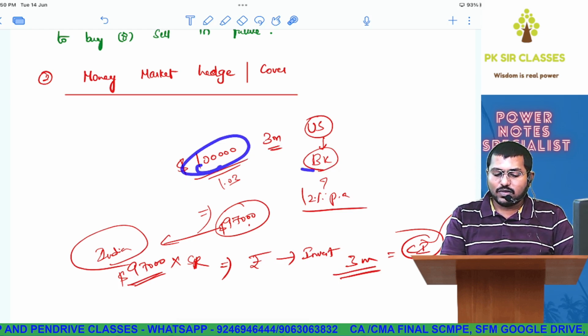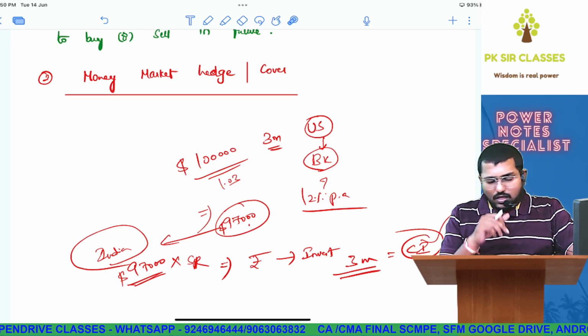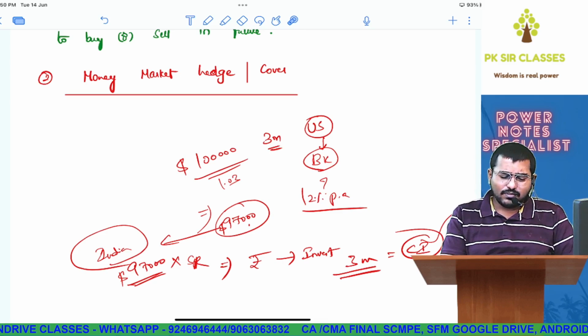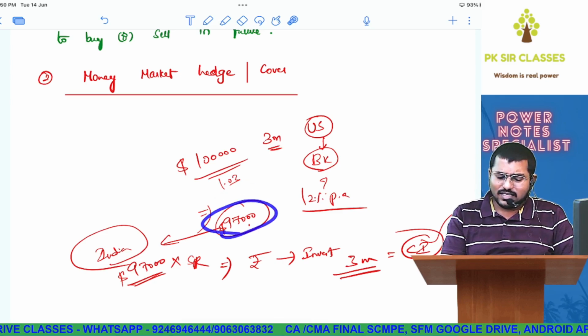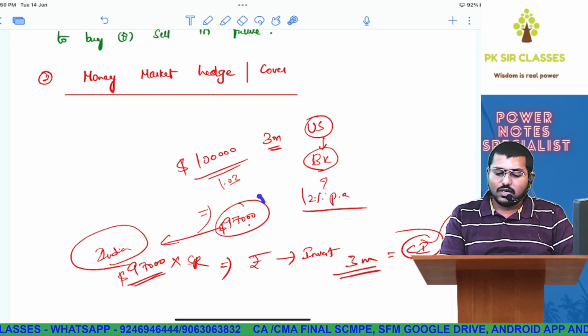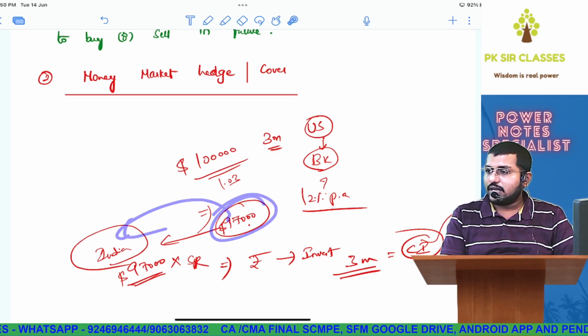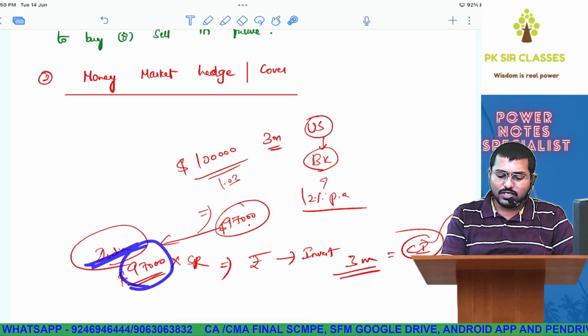With 1 lakh, whatever the discount rate the bank is using, you will discount it. Correct? After discounting, let's say for example purposes, we get $97,000. Today itself, all these things are happening. Okay, $97,000, I'll bring it to India. In India, what will I do? I'll convert these dollars into rupees.